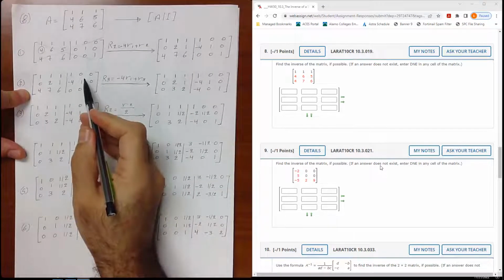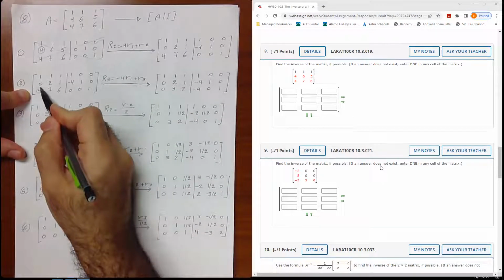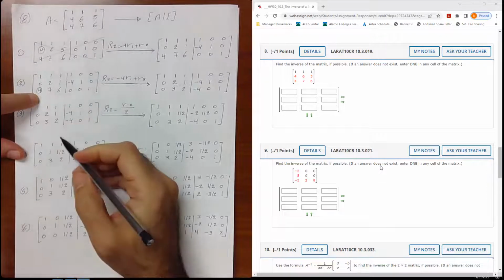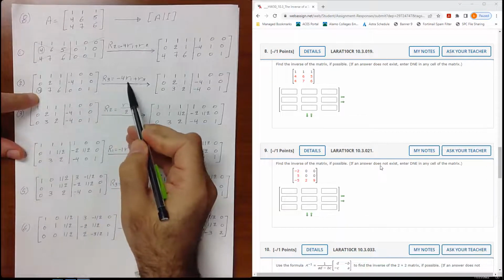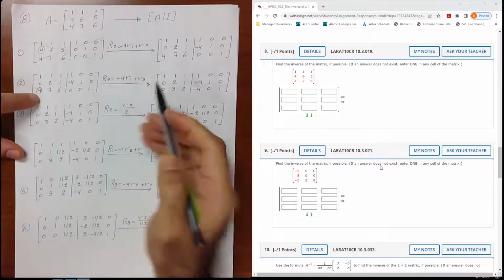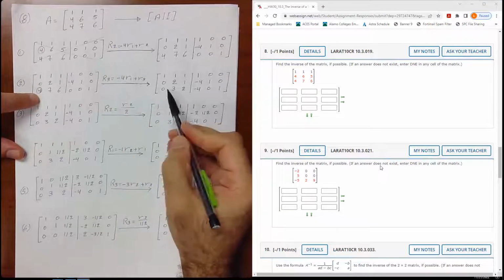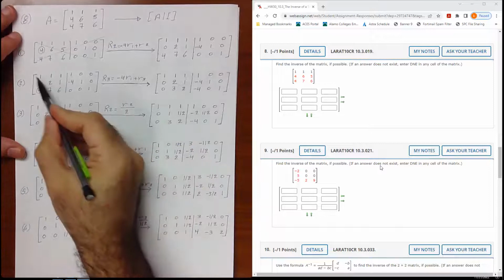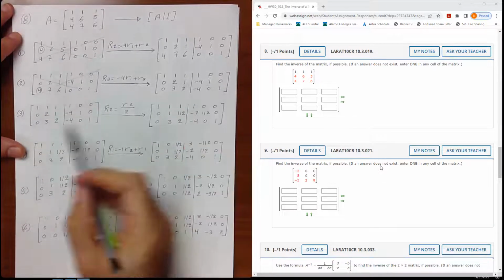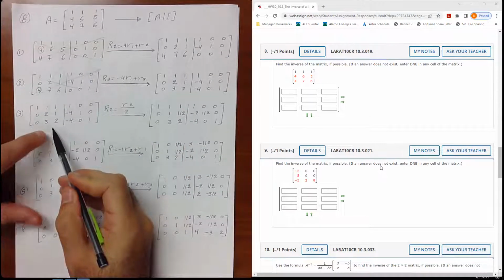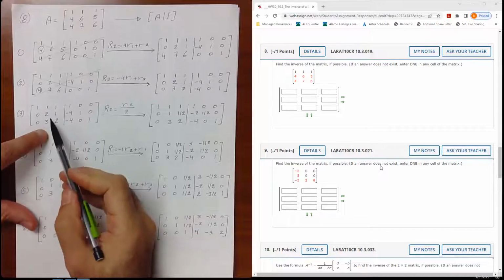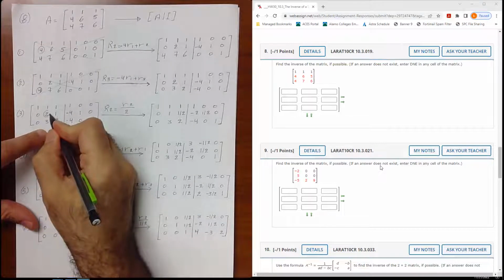Now, the second goal is to convert the number in this location to 0. So I'm going to do the same thing, negative 4 times R1 plus R3. Here is the new matrix. That's what we got. That means I'm done with this matrix. I'm going to write down the new matrix here. Now, next step is to convert the number in this location to 1.